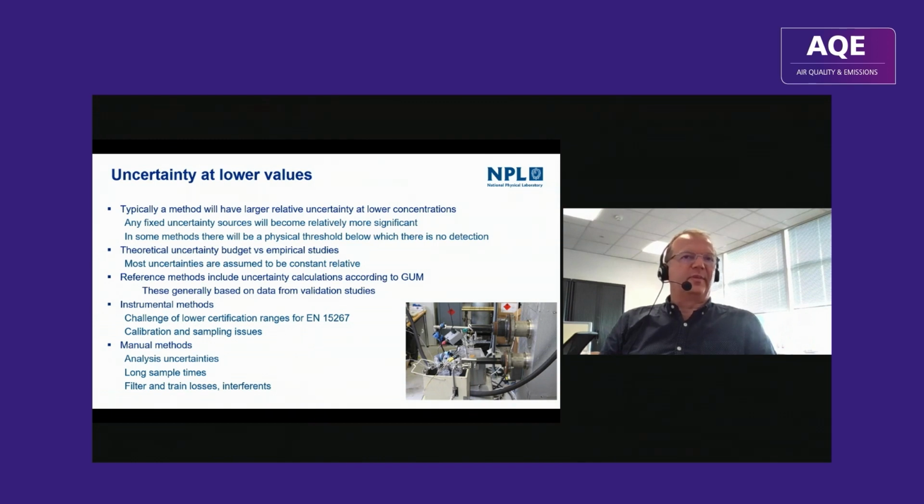I think for instrumental methods, we have the challenge of actually getting certification at the lower ranges, but also calibration and sampling particularly, I think, become issues. For manual methods, the analysis uncertainties become critical. There's that issue of long sample times, and again, losses. And losses generally aren't really considered with many of the manual methods, but they may become more important as we get to lower concentrations. And of course, any interference or matrix effects will also generally become more important as we get lower and lower measurement concentrations.